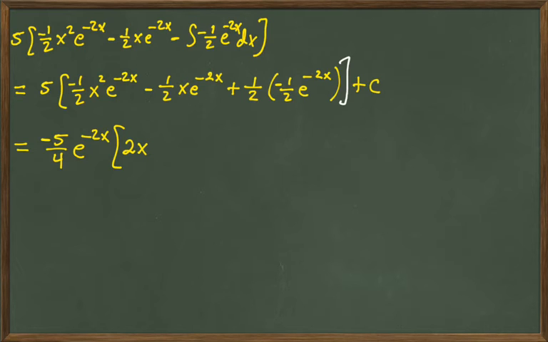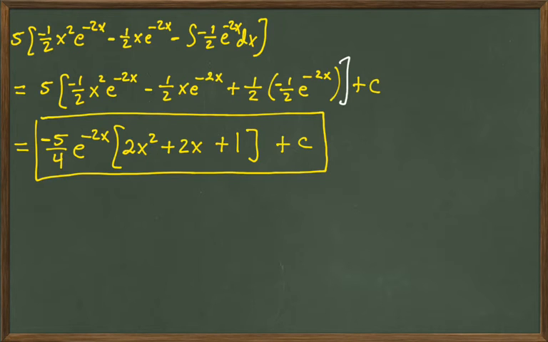Okay, so what do we got left here? So we got 2x squared plus 2x plus 1, and then plus your constant of integration. Now you can certainly check and distribute to make sure that is correct. We're also going to verify that we do have the correct antiderivative here. We're going to go ahead and differentiate this.